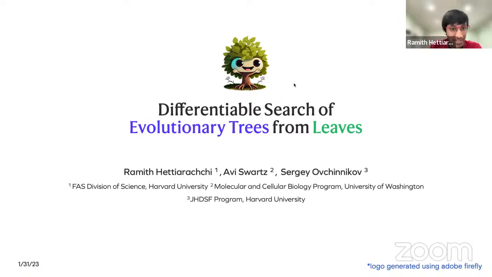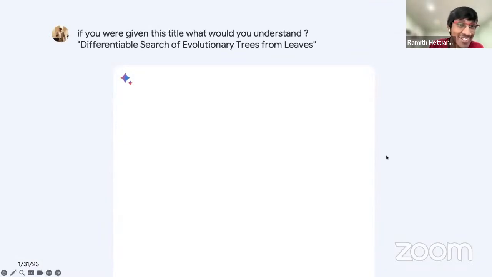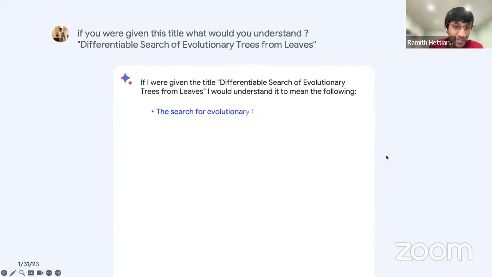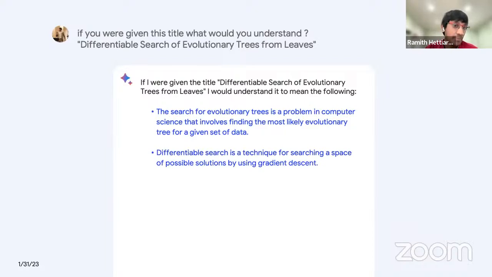After giving this title, I wanted to see whether I gave a good title. So I asked Google Bard what it understood from this title: differentiable search of evolutionary trees from leaves. Okay, so it understood that evolutionary trees are important in computer science or in biology in general, and that differentiable search is a technique to search using gradient descent.